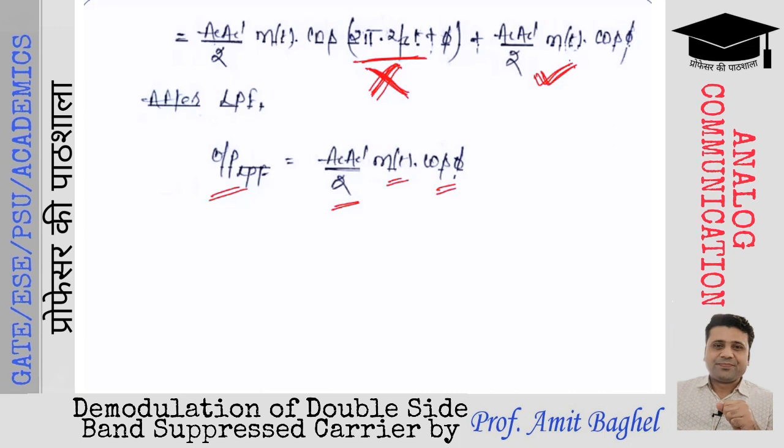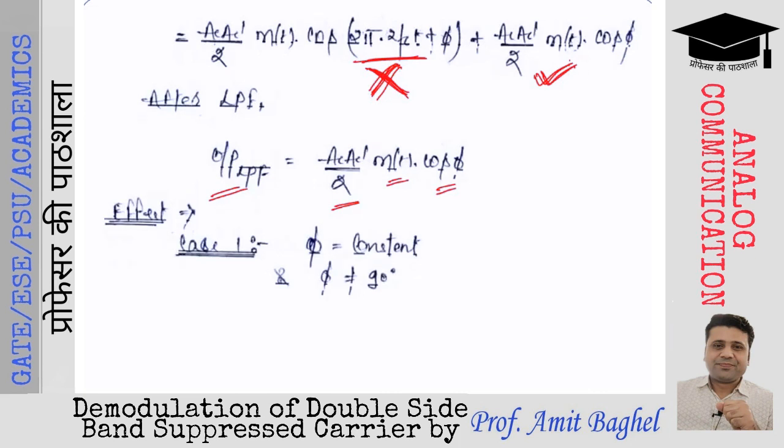Let us analyze. So let us take case 1 when the phase error phi is a constant value which is neither equal to 0 nor equal to 90 degree. It is a constant value in between, in between 0 and 90 degree. So cos of 30 degree is root 3 by 2, cos of 45 is 1 by root 2, cos of 60 is 1 by 2. When you treat the value of phi between 0 and 90, you will get any value of cos of phi in between 0 and 1.